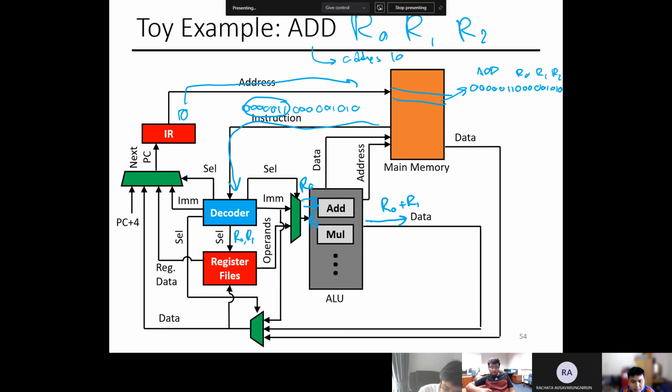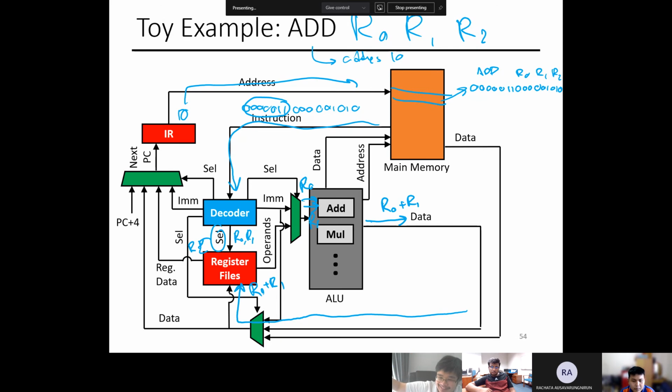And then over here, R0 plus R1 would come in here, right? Now when you store it back, you select R2, because you want to write the result back to R2. That's all. That's all we have to do to finish that add instruction.